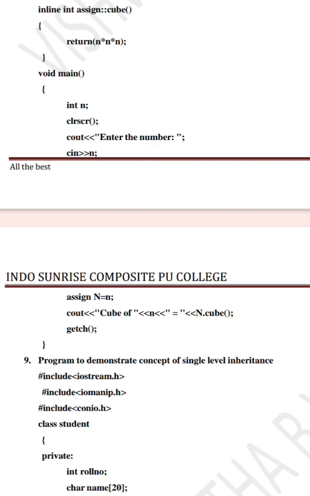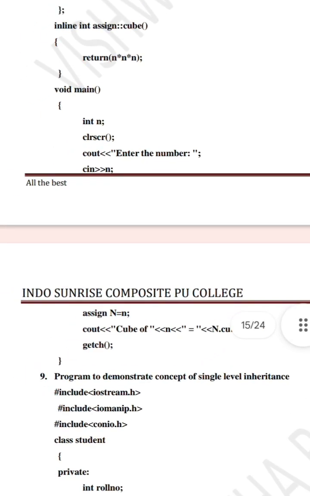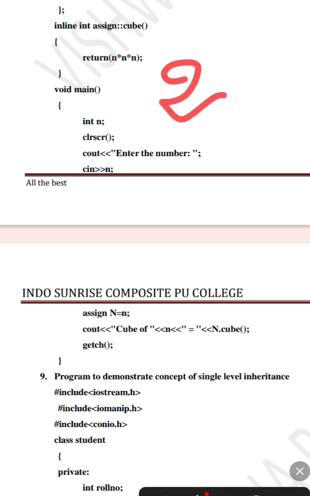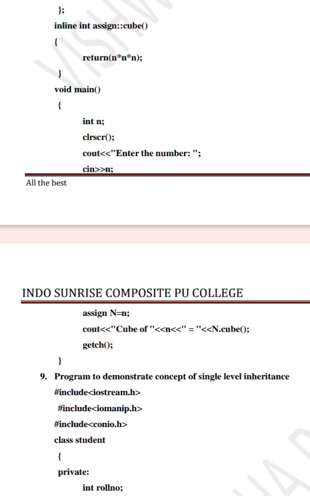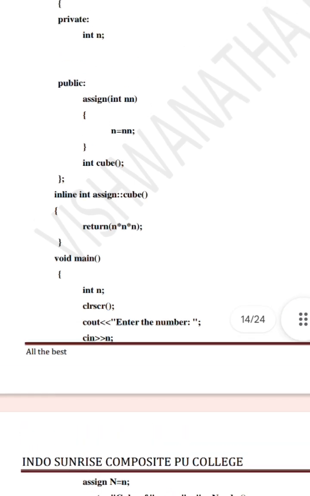So for example, if I enter 2, n dot cube. So 2 into 2 into 2. 2 2s are 4, 4 2s are 8. The cube of 2 is 8. It will display 8. getch holds the screen for a long time. So the concept we used here is the inline function.